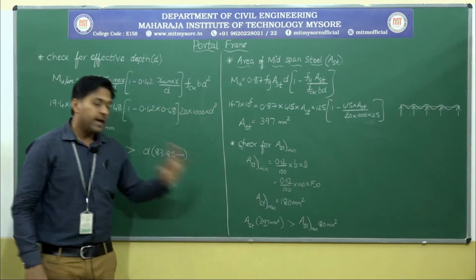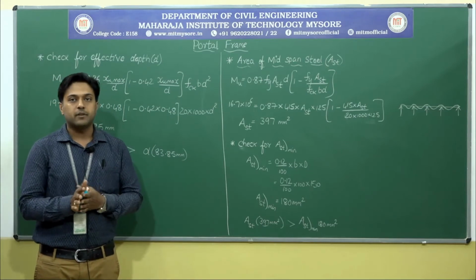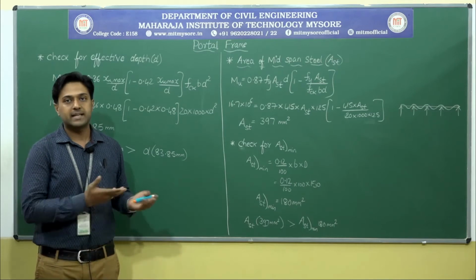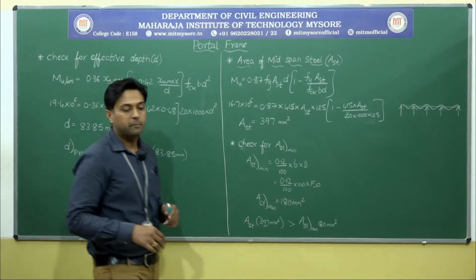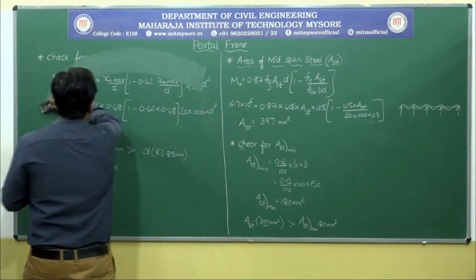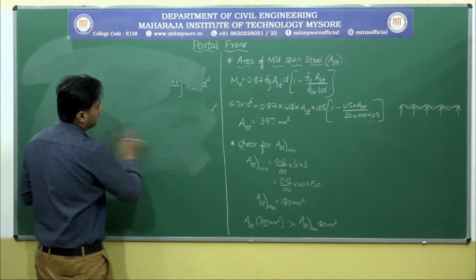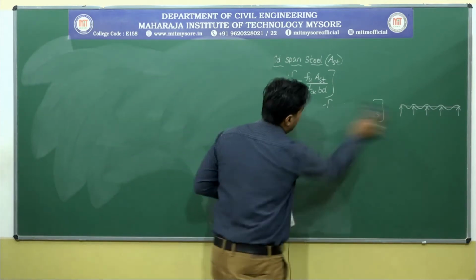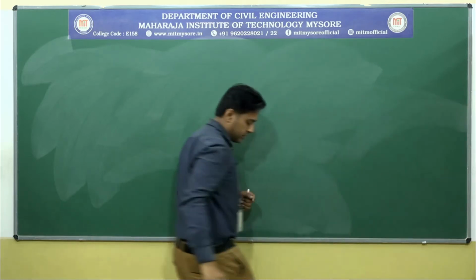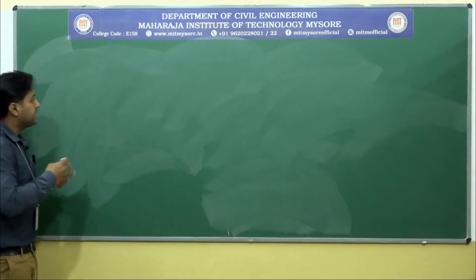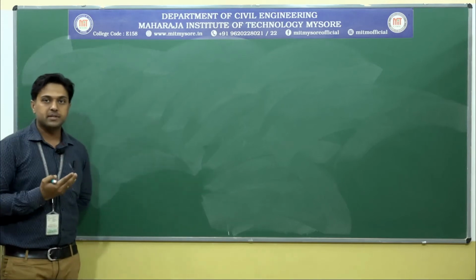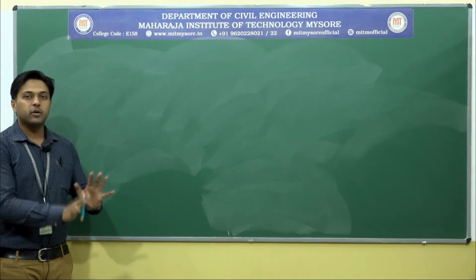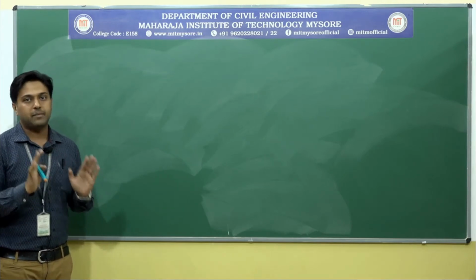After calculating the Ast, finally what we need to do? As it is a slab, we need to calculate the spacing of bars. Now let me calculate the spacing of bars. Usually for slabs, either you go with 10 or 12. Don't go beyond that. Usually we'll go with 10. For distribution bars, we'll go with 8 mm.